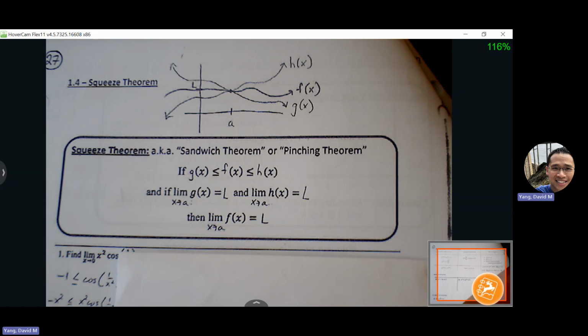It's allowing us to say that if I have this relationship between the lower, middle, and upper function, and if I can somehow prove that the upper and lower function share the same limit at a point, then there's no choice but for my middle function to also share that same limit.